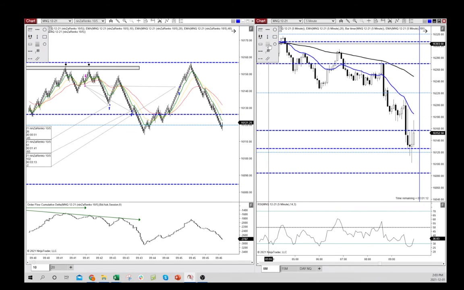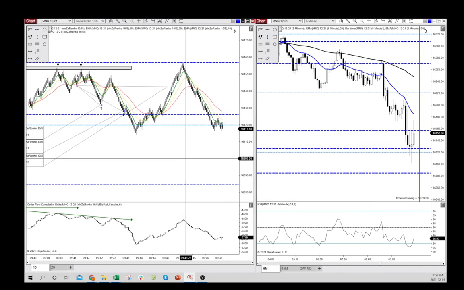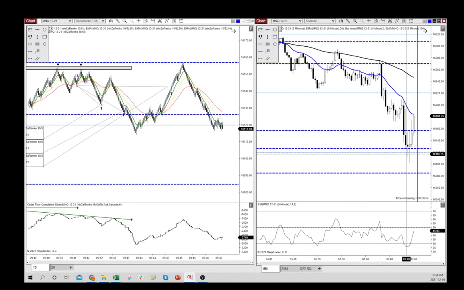So if I measure the pullback from the open, so just the morning market, 61% pullback, we could be heading south again. The market looks down in so many ways. So I'm kind of planning the short trade. This is probably more like a 76% pullback now.